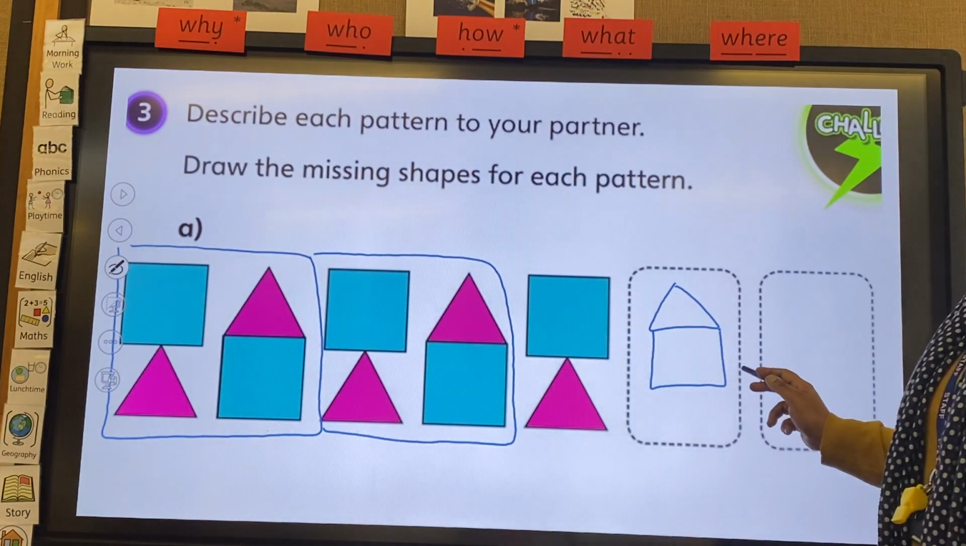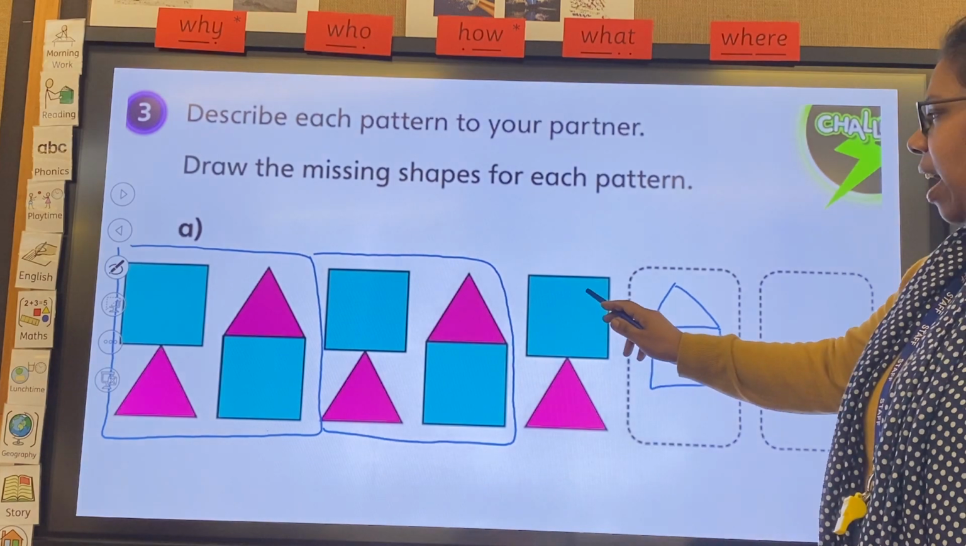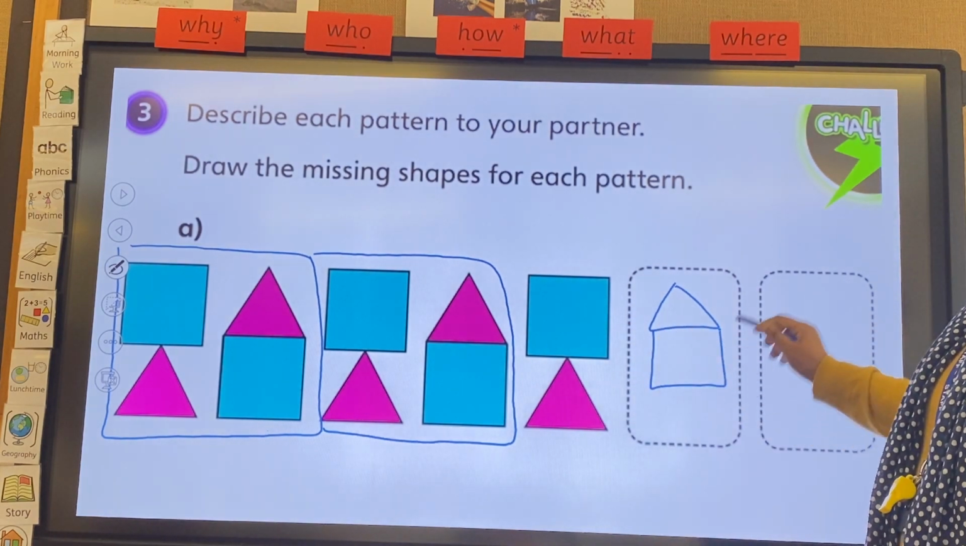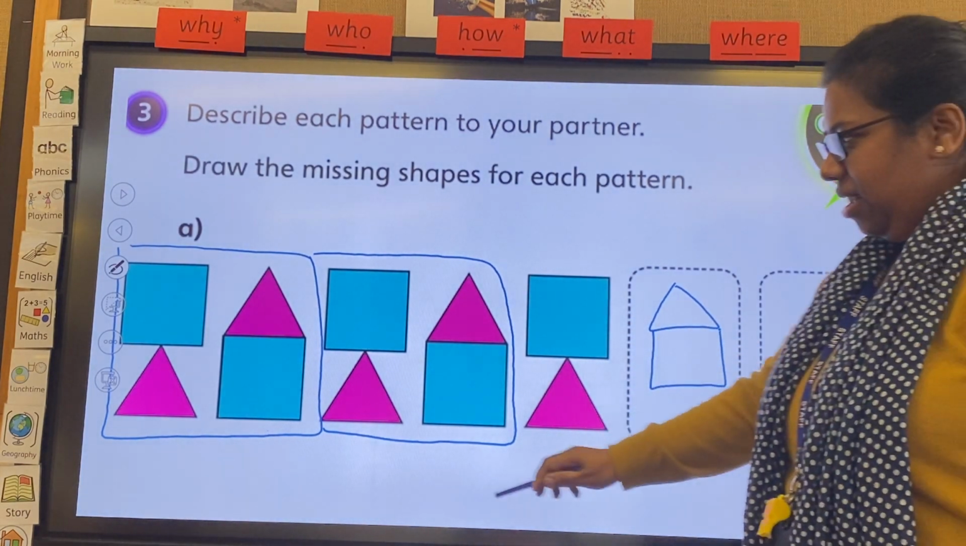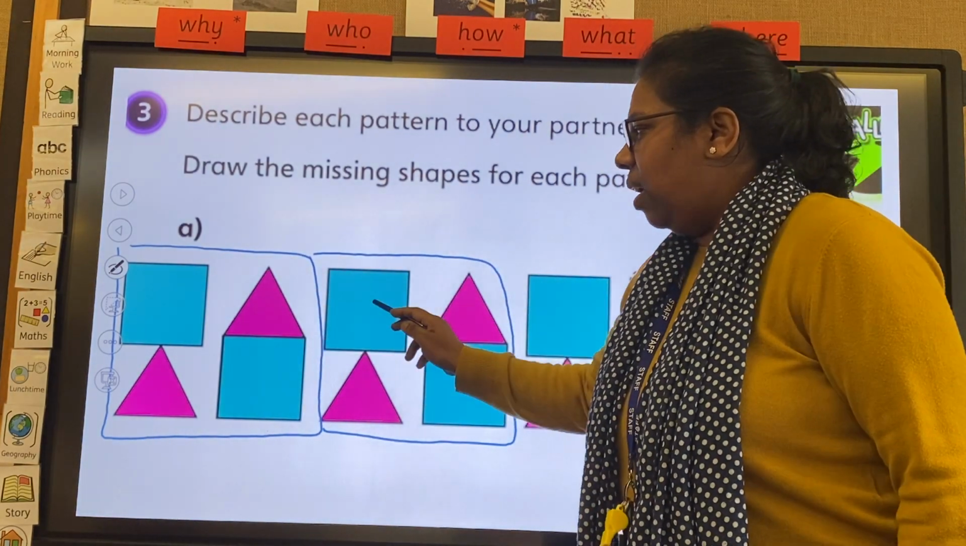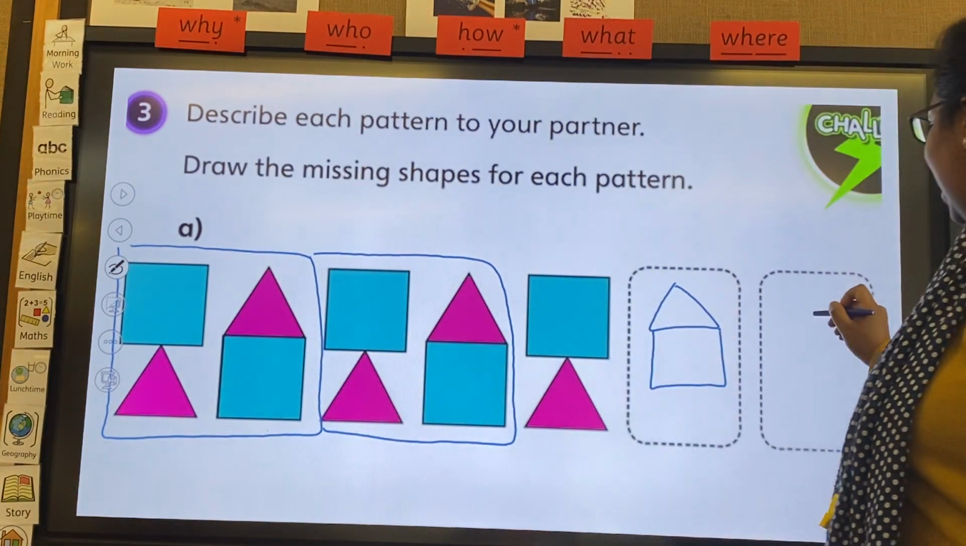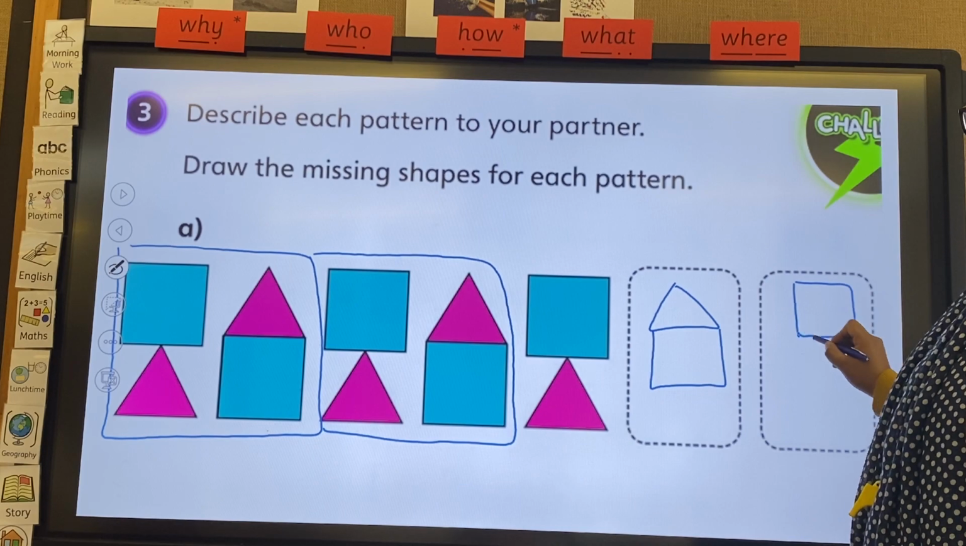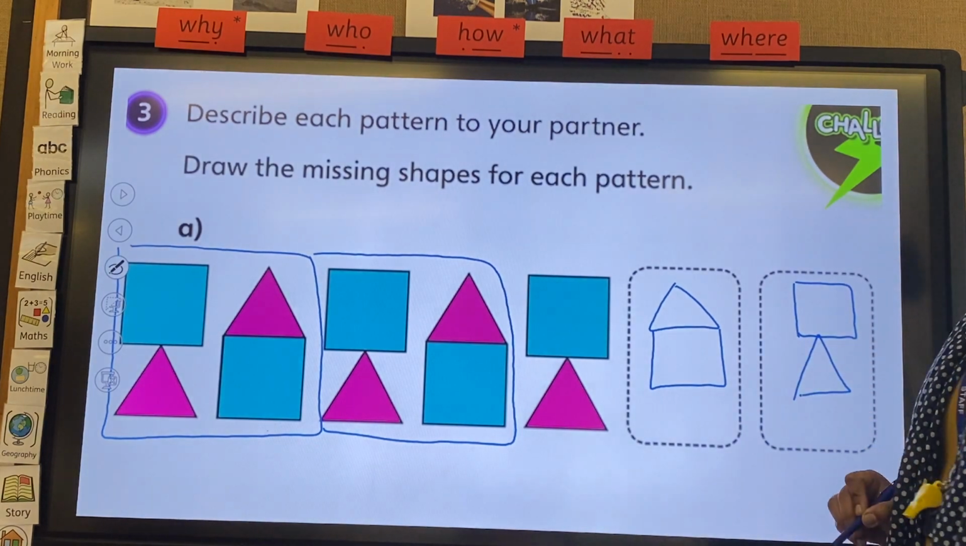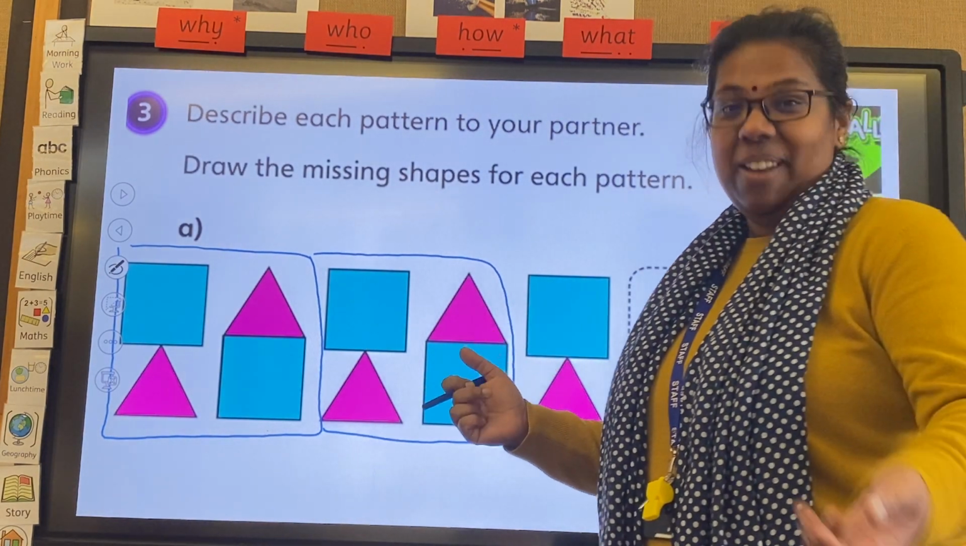Am I done? No, I still have one more. So if I have square, triangle, triangle, square, what do I start with again? Square, triangle. So here I'll have my square and my triangle. See? Nice and easy, right?